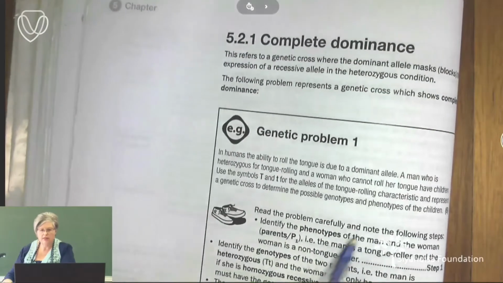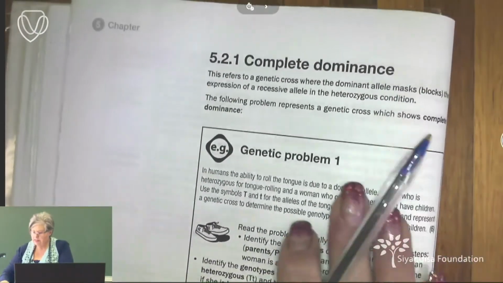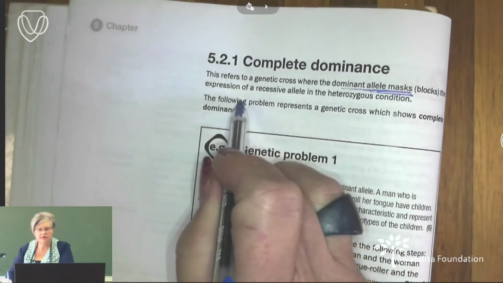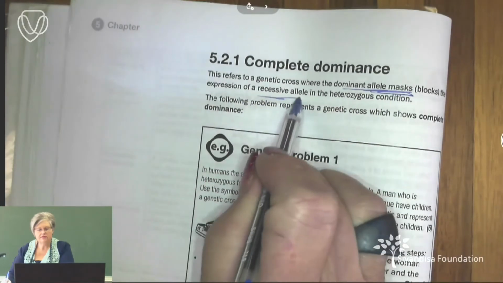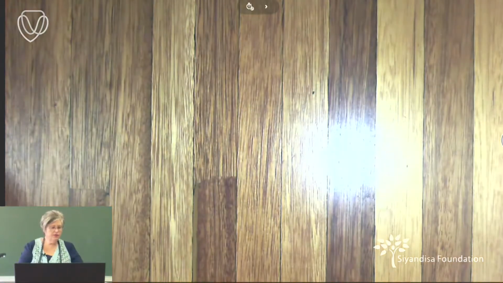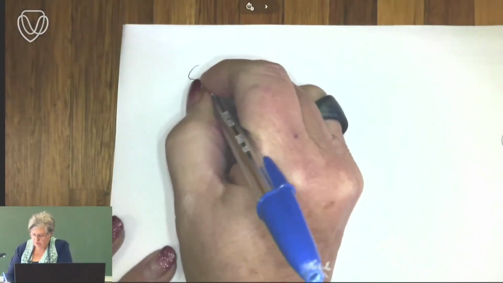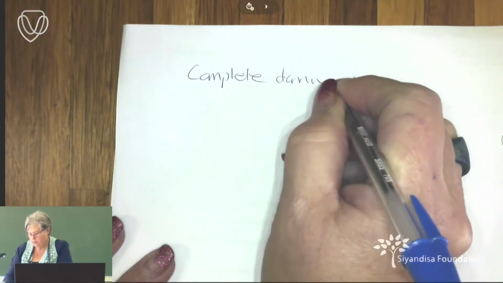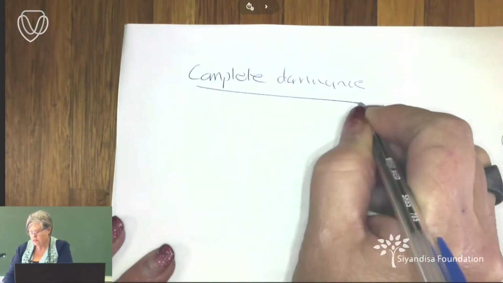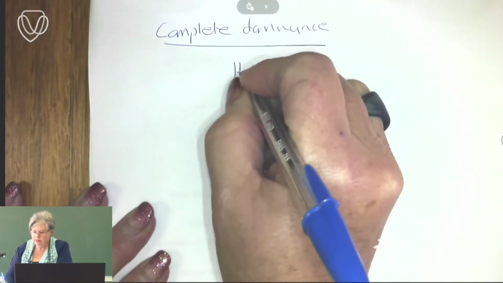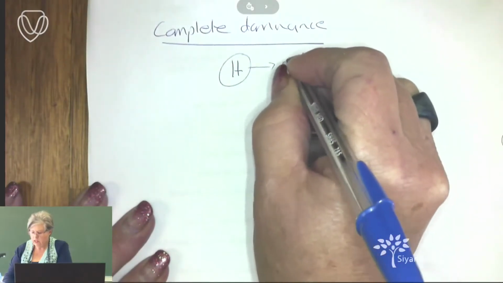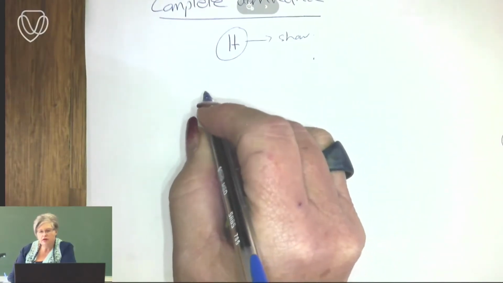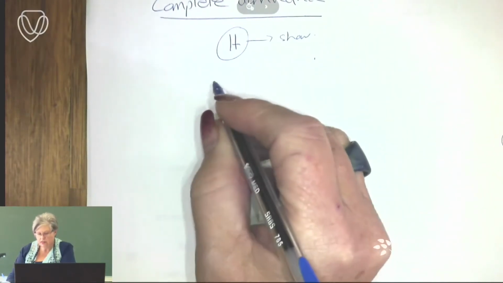the first genetic cross that we must look at is complete dominance. Now, complete dominance is where the dominant allele masks the effect of a recessive allele. If we look at complete dominance, we get 3 types of crosses. Just remember, the big one will always show. It will always show, that is complete.